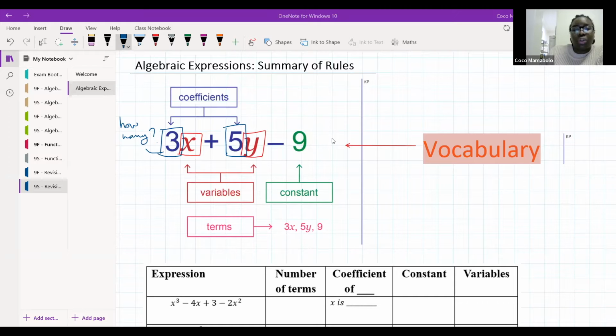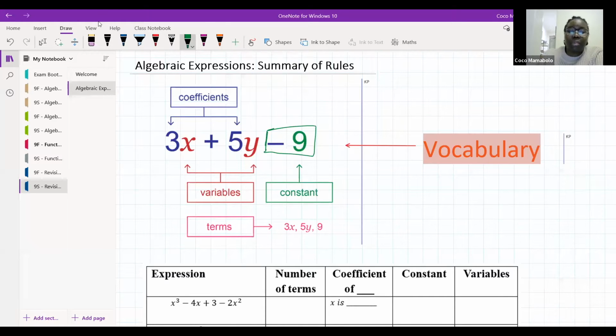All right, so the X and the Y is called a variable. The number right in front of it is called a coefficient. And the number at the end, the number that doesn't have an X or a Y, is called a constant. Okay, this number right at the end is called a constant.